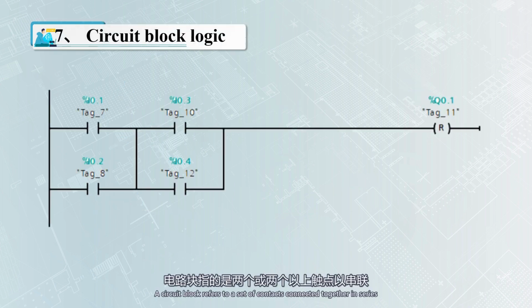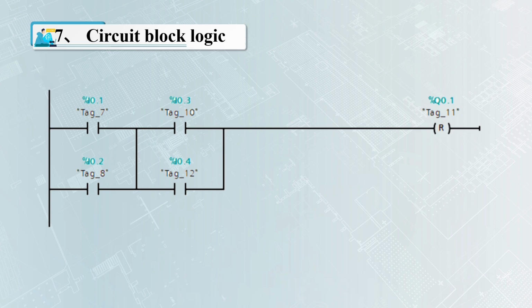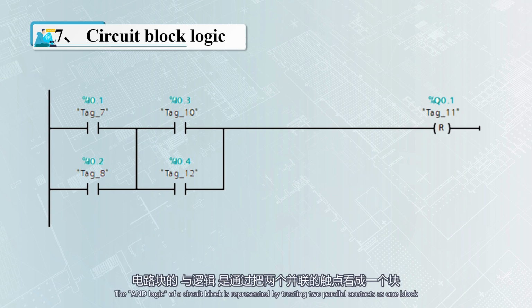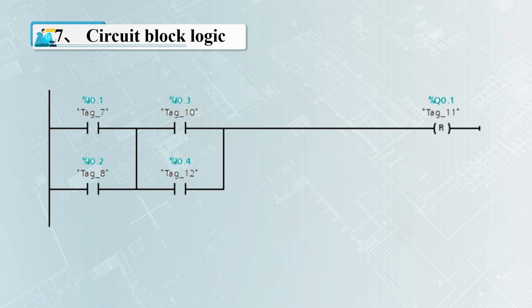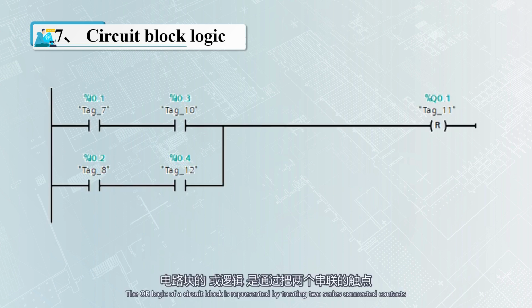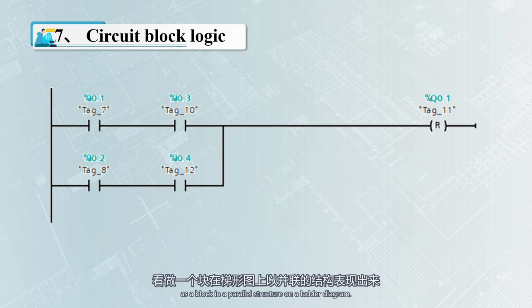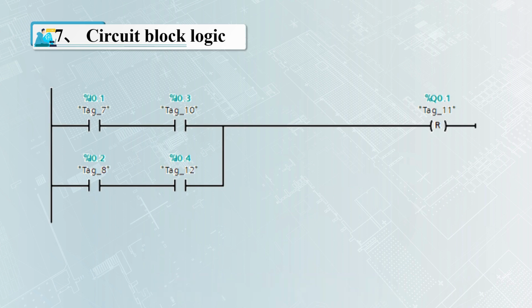3. Circuit block logic. A circuit block refers to a set of contacts connected together in series or parallel by two or more contacts. The AND logic of a circuit block is represented by treating two parallel contacts as one block in a series structure on a ladder diagram. The OR logic of a circuit block is represented by treating two series connected contacts as a block in a parallel structure on a ladder diagram.